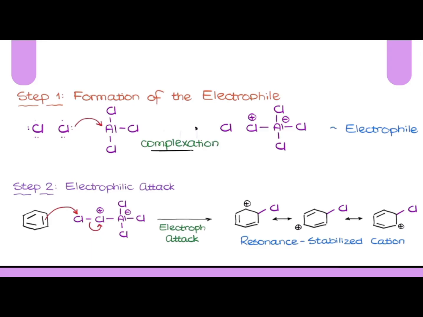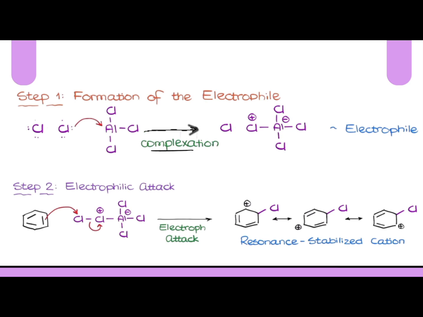The first step is the formation of the electrophile. While chlorine is electrophilic, it is not strong enough to attack the aromatic ring and break its stability on its own. This is where the aluminum chloride comes in. Aluminum chloride is an excellent Lewis acid, which means it can attract electrons, so it will pull the chlorine towards itself to steal some of its electron density.